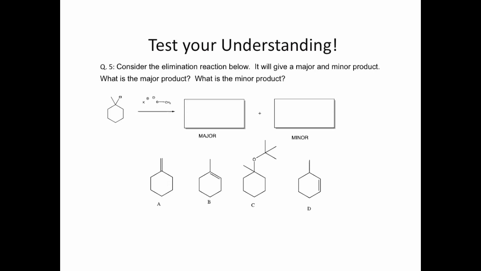Now consider this reaction. Look at the base used. What will the major product be? What will the minor product be? So here I'm talking about Zaitsev versus Hofmann products.